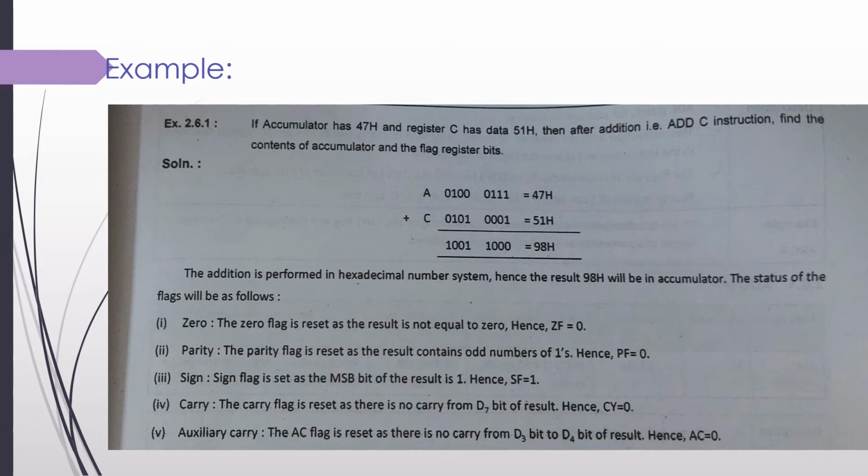Now carry: is there a carry generated? No, there is no carry generated. So carry is also 0. And you can see auxiliary carry is also not generated, because from D3 to D4 the addition is 0 plus 1, which is not generating any carry. That's why auxiliary carry is also 0. This is how you need to interpret the contents of the flag register, and the other way around: when some operation has been done, we need to understand how that operation affects the flag register.